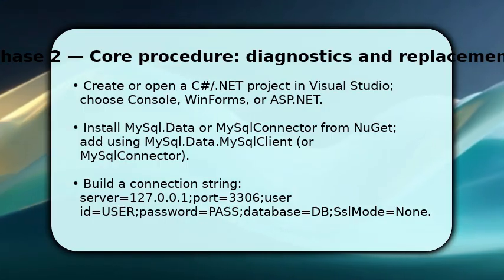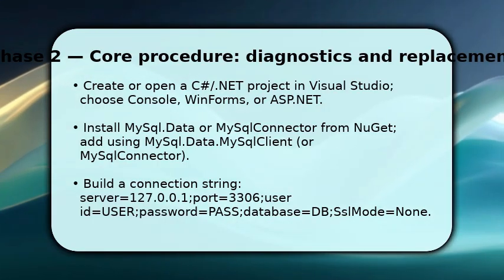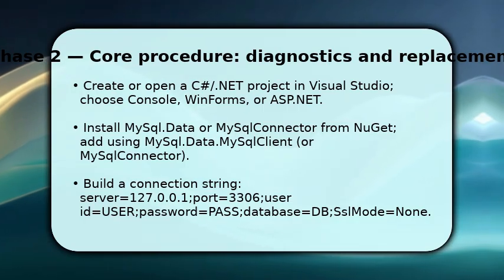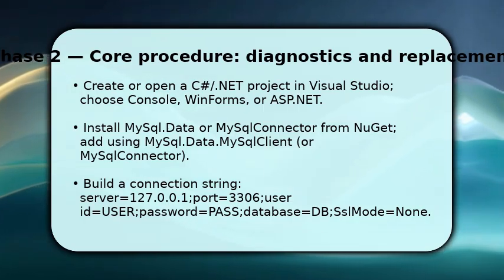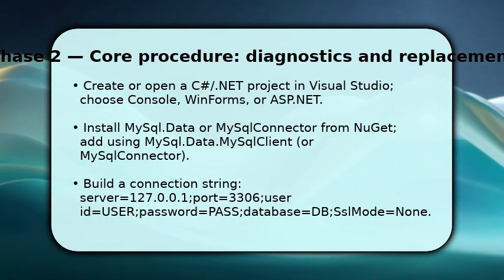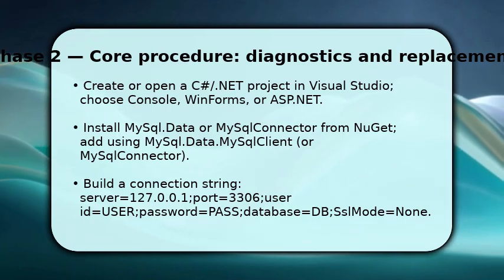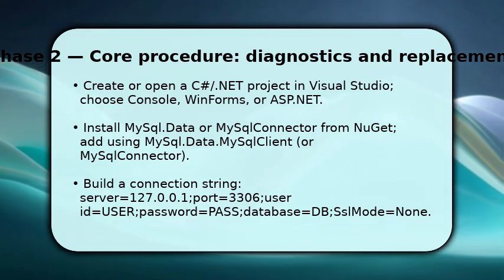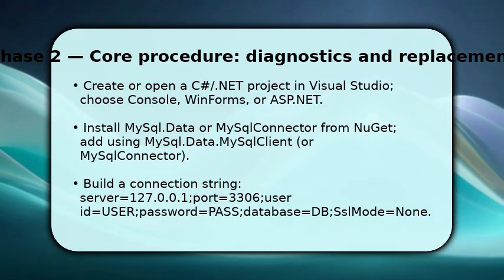Create your project type, then install MySQL.Data or MySQL connector from NuGet, so you have the client library. Once added, craft a connection string using the credentials you recorded, include server, port, user ID, password, and database, and set SSL mode if needed.